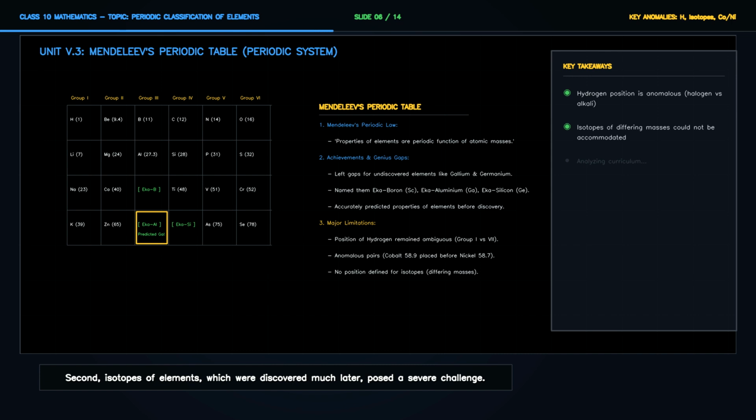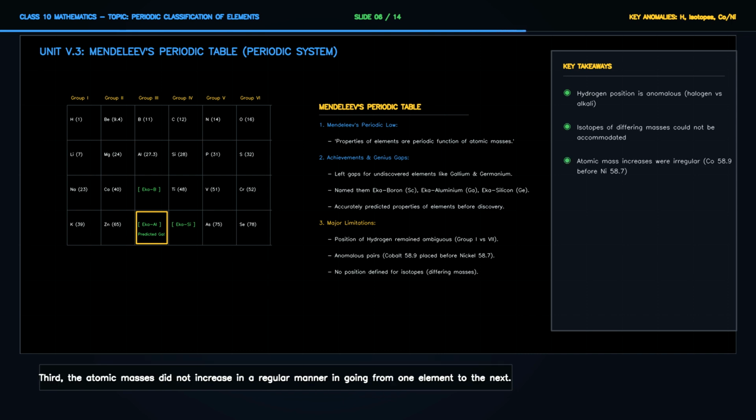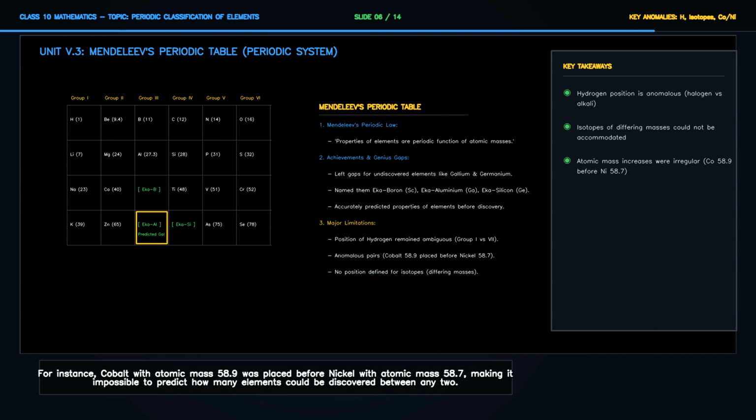Since isotopes have different atomic masses but similar chemical properties, they could not be placed in different slots without breaking the periodic ordering. Third, the atomic masses did not increase in a regular manner in going from one element to the next. For instance, cobalt with atomic mass 58.9 was placed before nickel with atomic mass 58.7, making it impossible to predict how many elements could be discovered between any two.